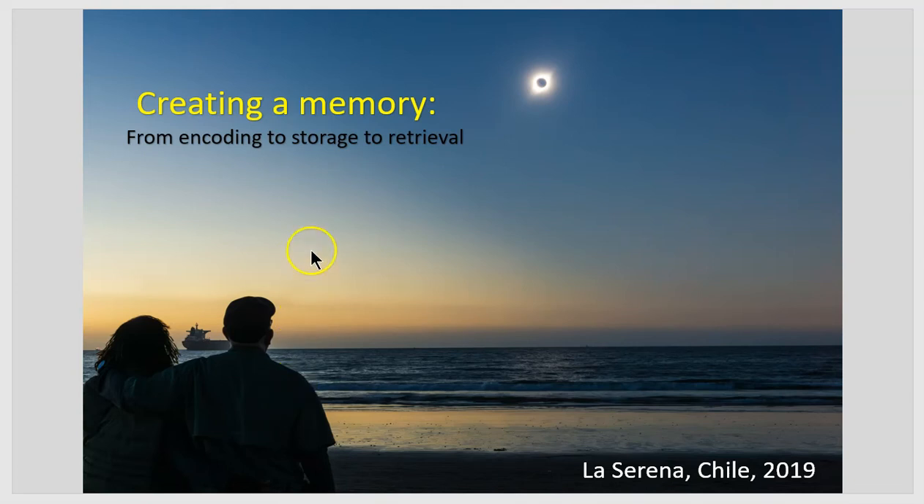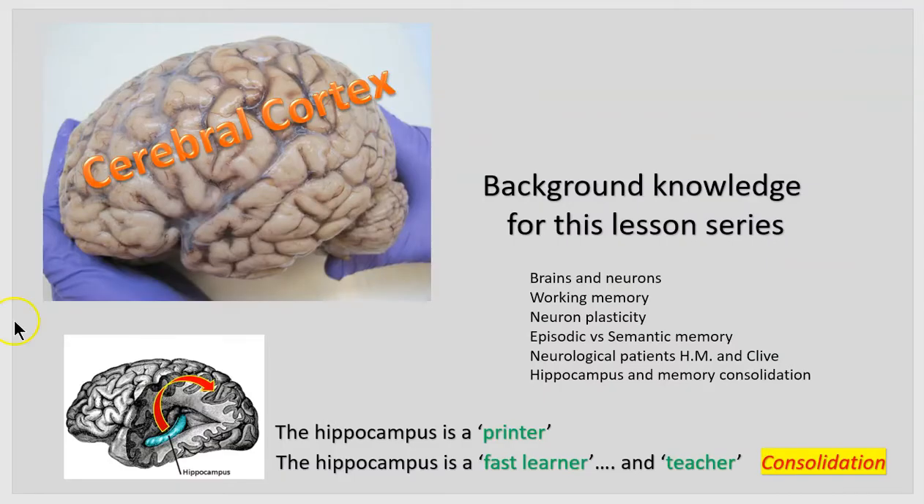All right, it's time to take the journey to understand how a human memory is formed. So this part of the series is called Creating a Memory, from encoding to storage to retrieval. Now, in preparation for this lesson series, hopefully you understand some basics about the brain and neurons and working memory and plasticity and different kinds of memory, episodic and semantic, and these neurological patients, HM and Clive, and you're familiar with the hippocampus and this process of memory consolidation.